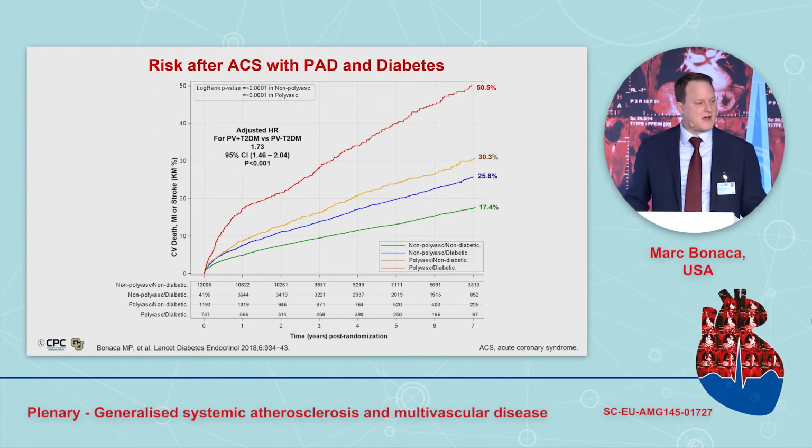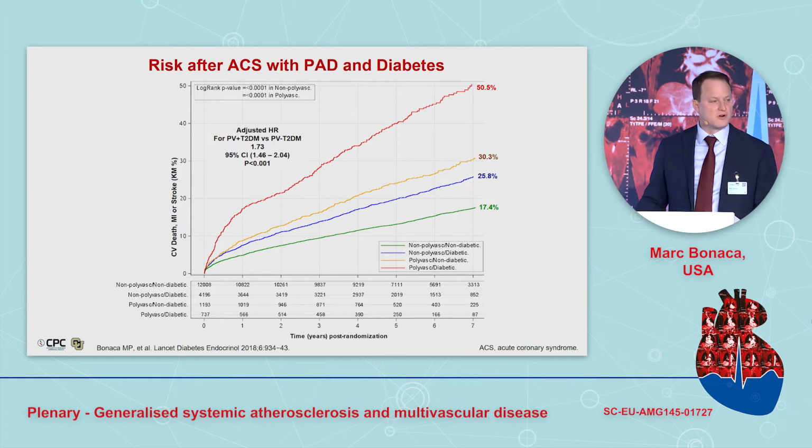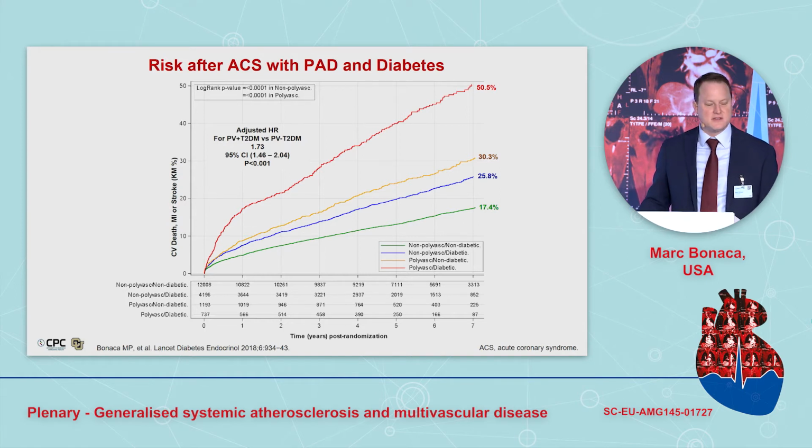But when you stratify, you see that the risks are not the same. You can see that both polyvascular disease and diabetes, in the yellow and blue curves in your ACS patients, are informative in terms of risk. But if you combine the two, it's actually additive. So knowing whether your ACS patient has diabetes and knowing whether your patient with ACS has lower extremity peripheral artery disease, these are simple, easy risk stratifiers.